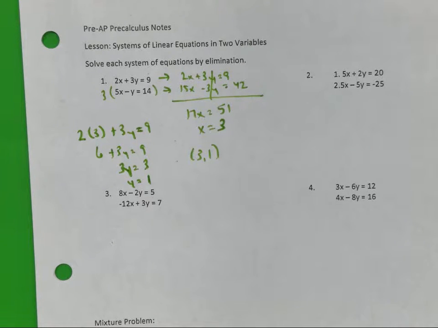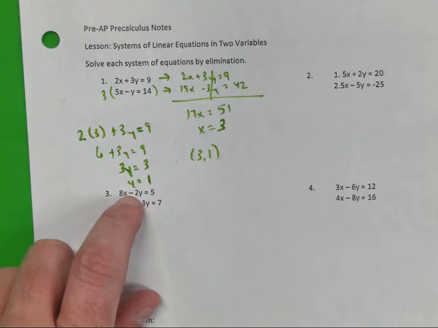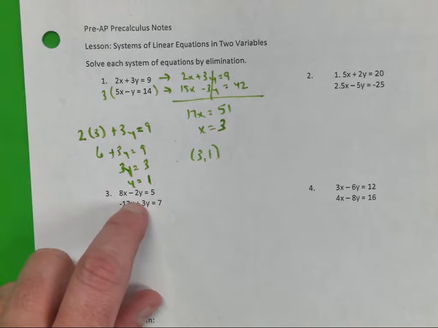On number 3, which one would you want them to cancel out? X or Y's? I'll do Y's because that's going to be a smaller number, isn't it? So if this is a negative, I'm going to try to make that negative 6 and that positive 6y.